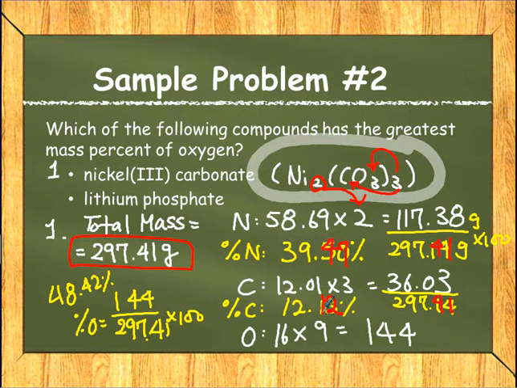Do the same thing with oxygen. Take all of my oxygen mass and divide it by 297.41, and I get 48.42, right? Okay, that is how you find the percent composition. Make sense? Okay, now, I'm going to erase this.